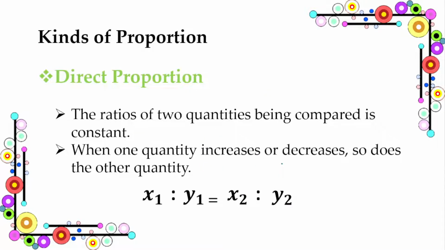Now, let's proceed to the kinds of proportion. The first one is the direct proportion. It says here that the ratios of two quantities being compared is constant. So when one quantity increases or decreases, so does the other quantity. Okay? So, yun po si direct proportion. So, the formula or the way kung paano isulat si direct proportion is x sub 1 is to y sub 1 equals x sub 2 is to y sub 2.